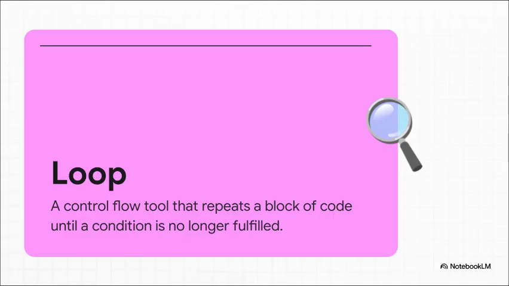It's what we call a control flow tool. All that means is it's a way to control the path your program takes. It just repeats a chunk of code again and again until some condition you set is no longer true. It's that simple, but oh, is it powerful.